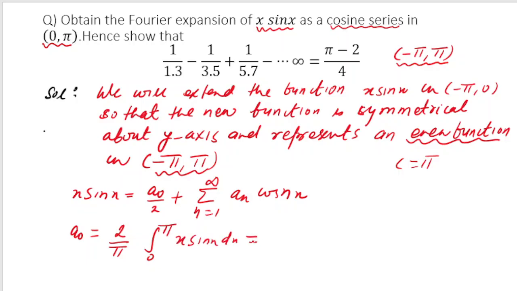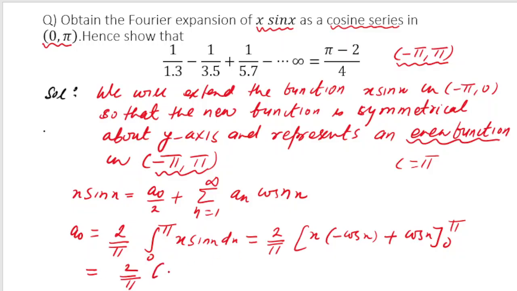So this is an integration by parts problem. I write it directly. 2 by pi, x first function, integration of sine is minus cos. So this minus will become plus, and then sine will again give me cos. So cos x, limit of integration is 0 to pi. If you put the limits, what will you get? You will get 2 by pi, and just by putting the upper limit I will get minus pi cos pi, and by putting 0 it will become 0, right?